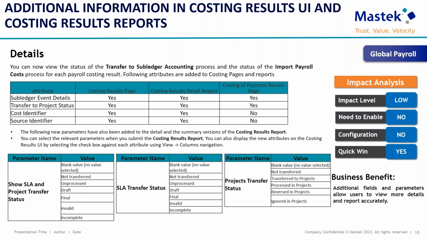Is it really transferred? Is it in draft mode or is it in final mode? So that will enhance the clarity between two modules, I would say, which is payroll and finance. And it's a clear indication in terms of what has been transferred and what has not been transferred. So in terms of the business benefit, all these additional fields and parameters will allow users to view more details and reports accurately. In terms of impact, again, it's a low impact.